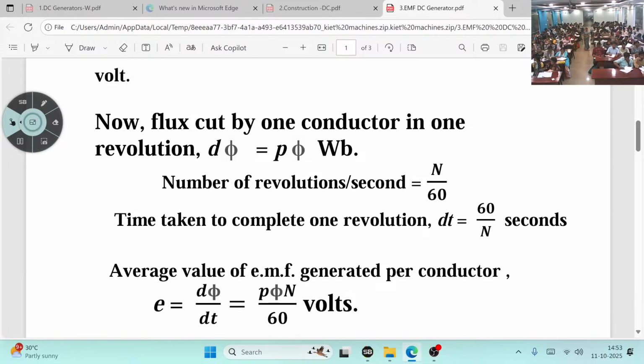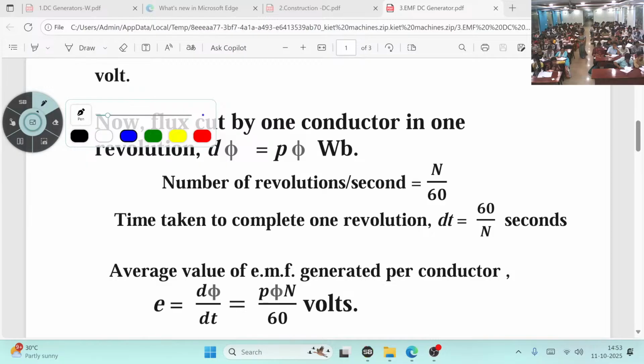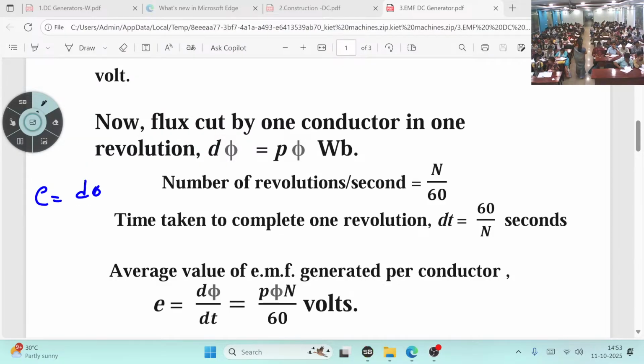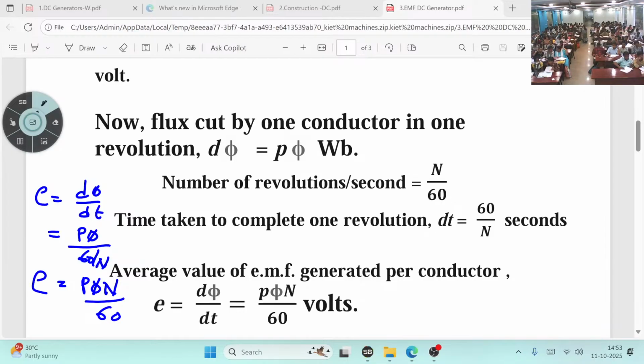Substitute in the formula. E is equal to d phi by dt. What is d phi? P phi. What is dt? 60 by N. So we get P phi N by 60. This is the average induced EMF in one conductor, in N revolutions: P phi N by 60.